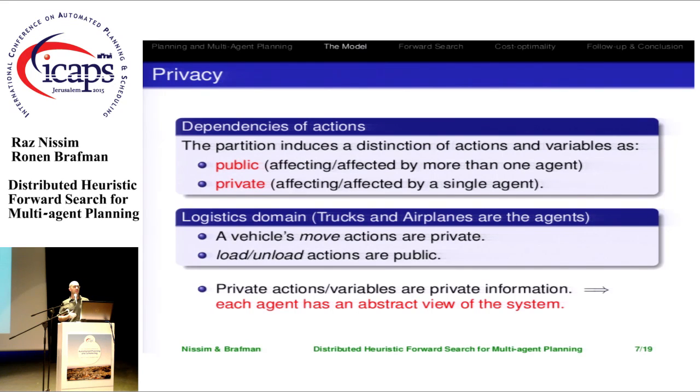So given this distinction between public and private actions, we took the existing single agent benchmarks, and we made them into privacy-preserving problems by considering all private actions as private information which the agents don't want to share. So in a sense, each agent has an abstract view of the system, and no single agent holds the entire problem structure.